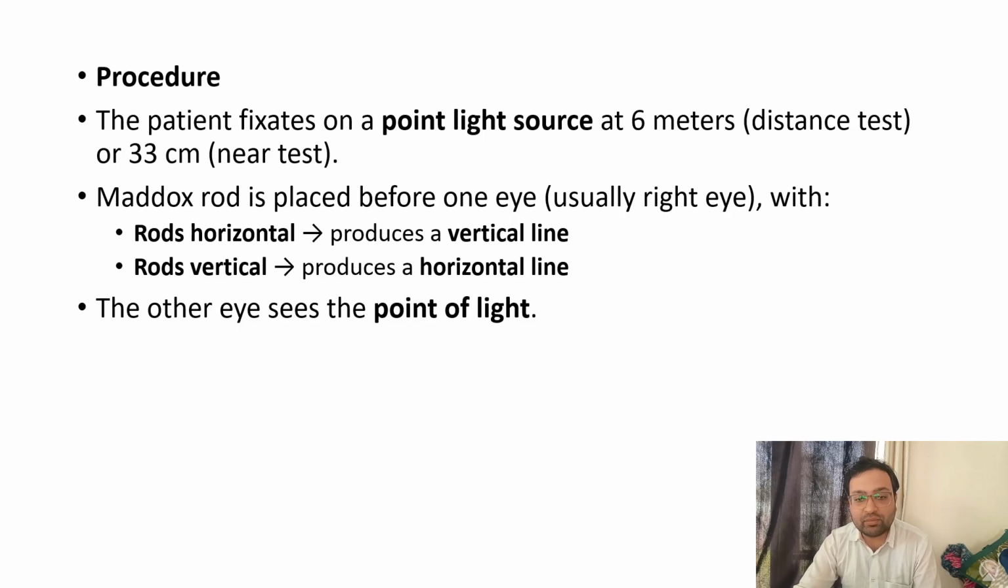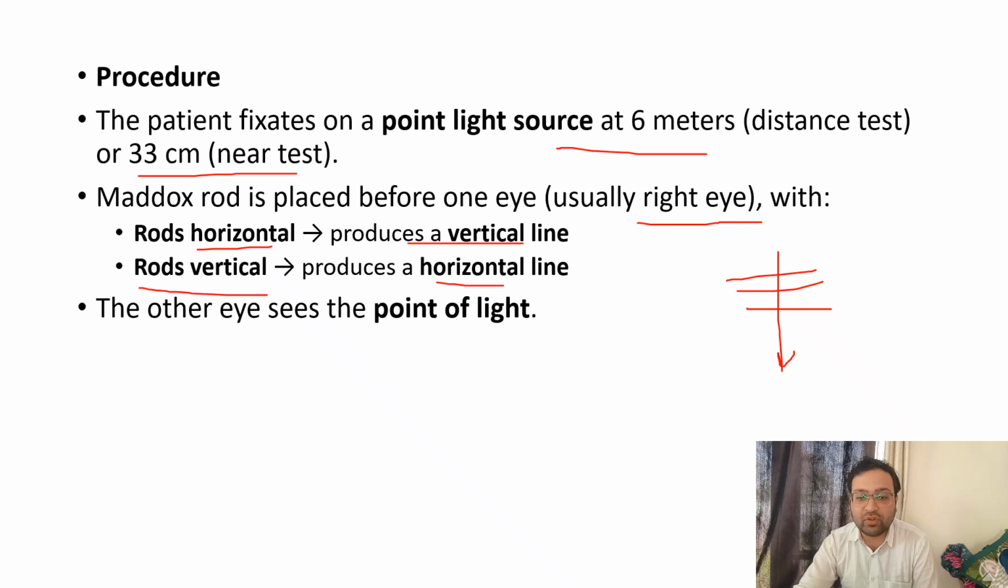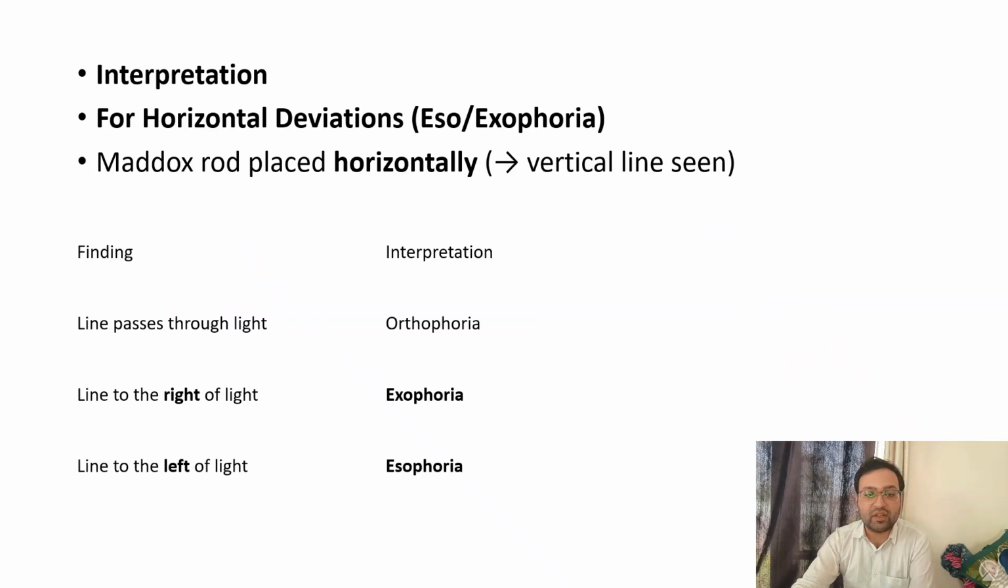Now coming on to the procedure, the patient fixates on a light source at 6 meters for a distance test and at 33 centimeters for a near test. A Maddox rod is placed before one eye. Usually first of all we place it on the right eye with the rods horizontal. If the rods are horizontal, they will produce a vertical line. If the rods are vertical, they will produce a horizontal line. The other eye sees the point of light.